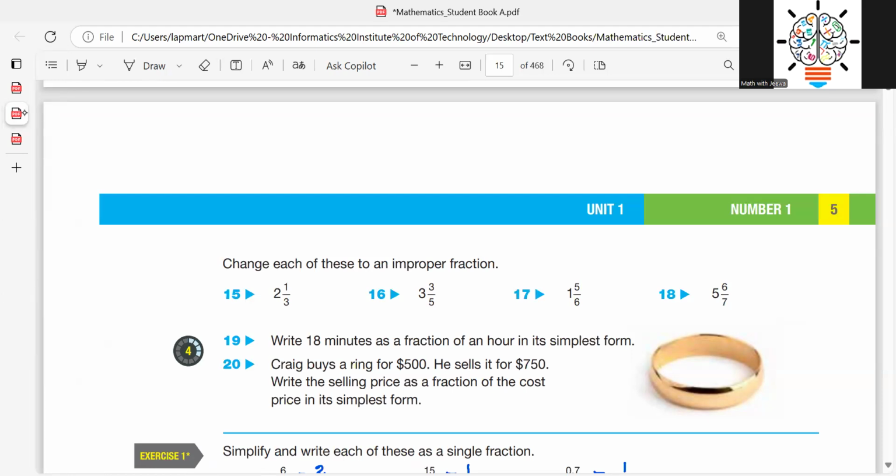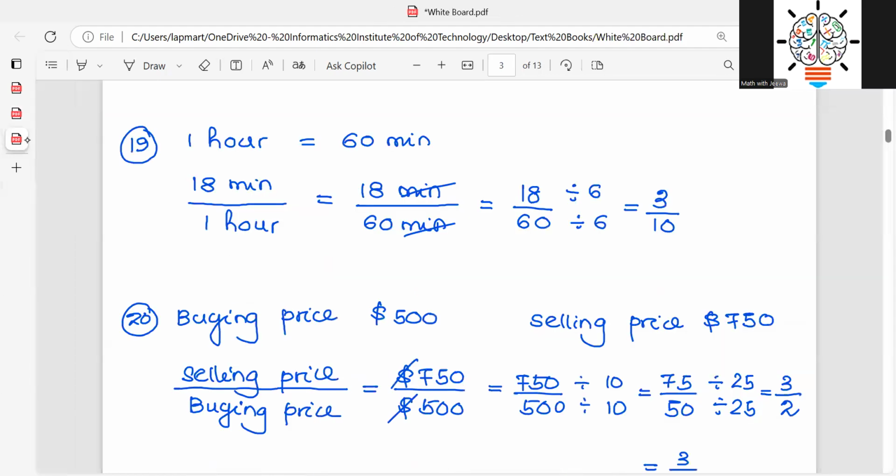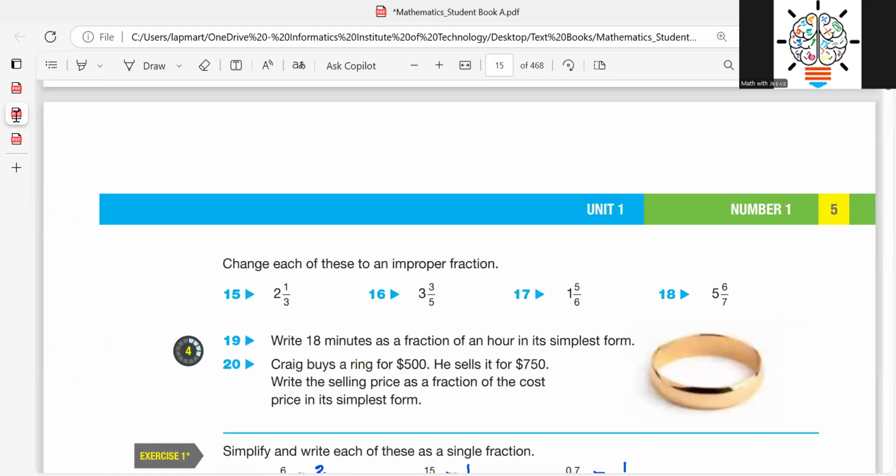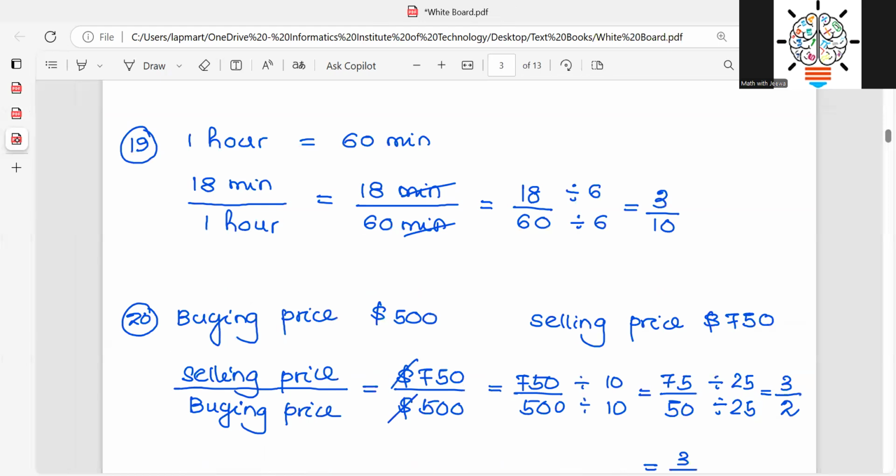18 minutes as a fraction of an hour. See the way I have written? 18 minutes as a fraction of an hour. Of an hour means 1 hour. So 1 hour means 60 minutes, because you can't compare or simplify when you have minutes and hours in the same fraction. Therefore, I convert hours into minutes. That means 60 minutes. So then the minutes will be cancelled. Then you have the fraction 18 over 60. You can divide both by 6. It gives me 3 over 10, right?